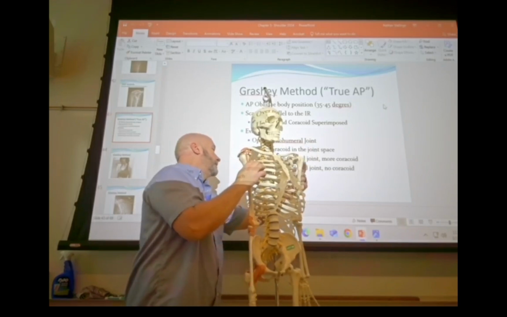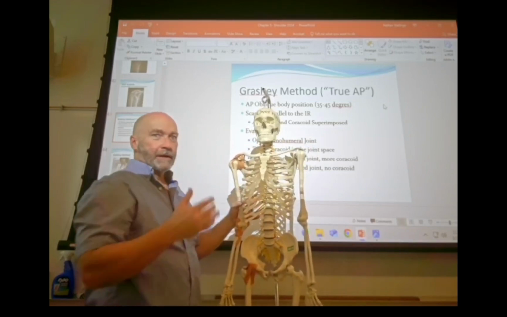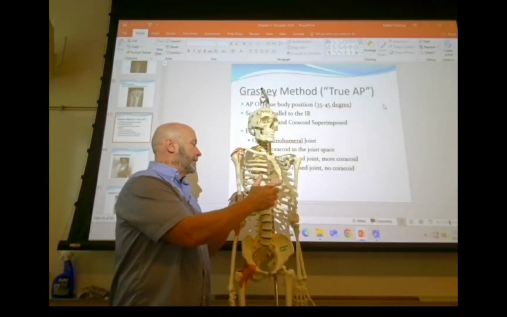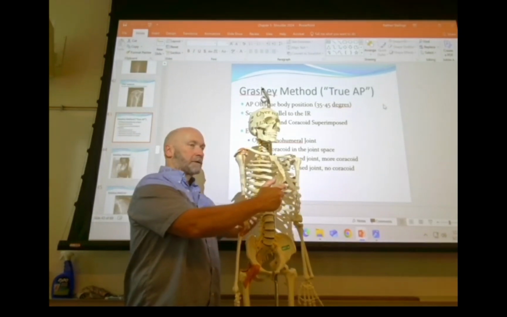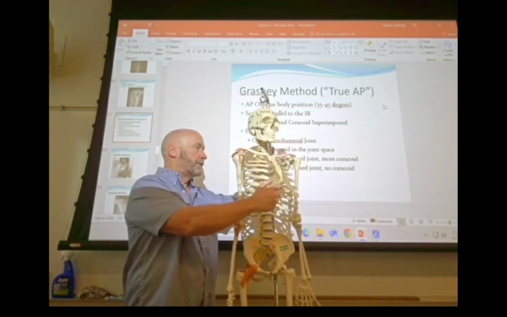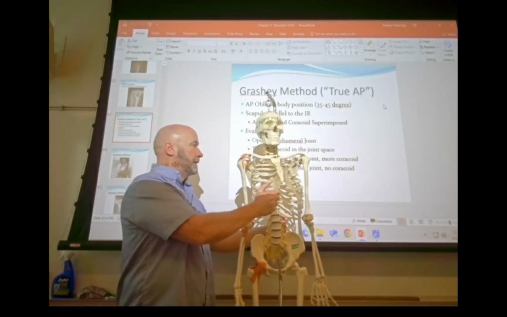Go back this way. Here, okay? So in an AP, we've got that superimposition, you just can't see it. So what we're going to do is oblique the patient about 45 degrees towards the side of interest so that we can see in between the head of the humerus and the glenoid cavity. Okay.